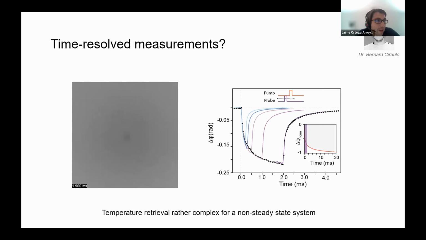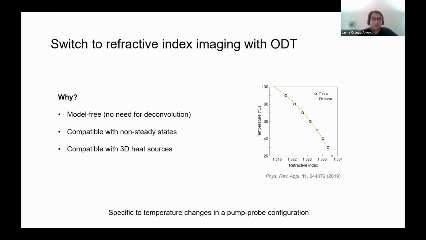So when things get very complicated in terms of calculations or simulations, what we do is, well, let's see if we can find a hardware solution. And the hardware solution for that was to switch to a refractive index imaging technique. And this has been exemplified by using optical diffraction tomography. Why did we do this? Because this is intrinsically model-free.